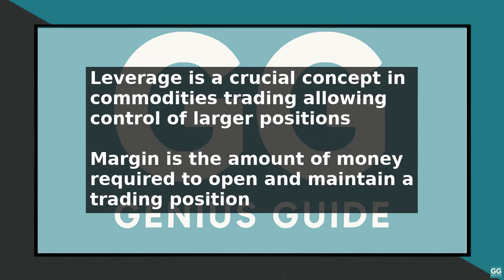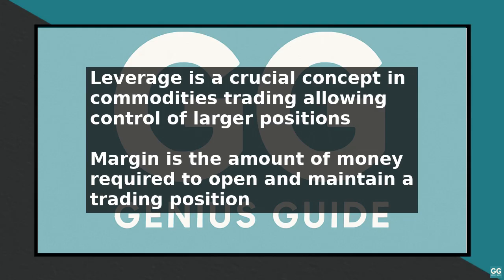To place a trade, select the commodity you want to trade and choose whether you want to buy or sell. You can also set a stop loss and take profit level to limit your potential losses and lock in profits. It is also essential to keep an eye on market news and trends, as these can impact commodity prices.